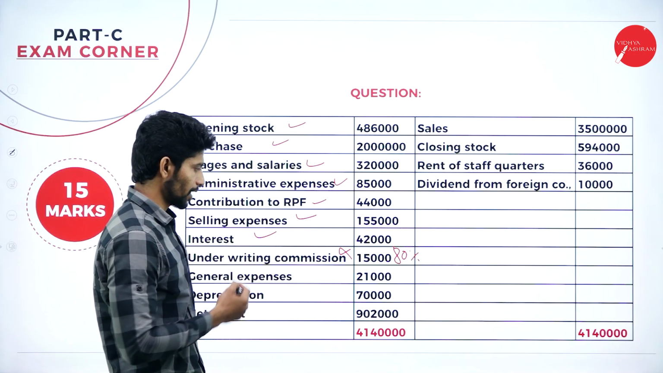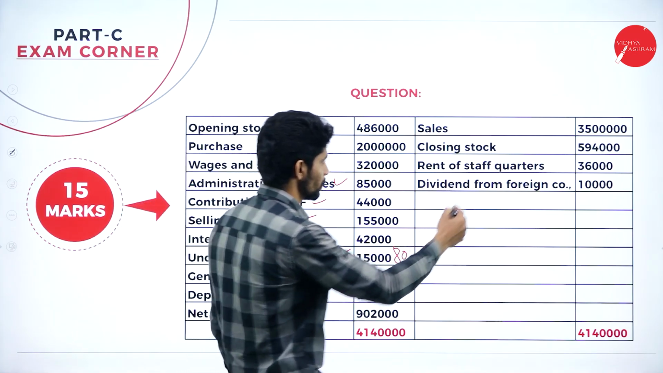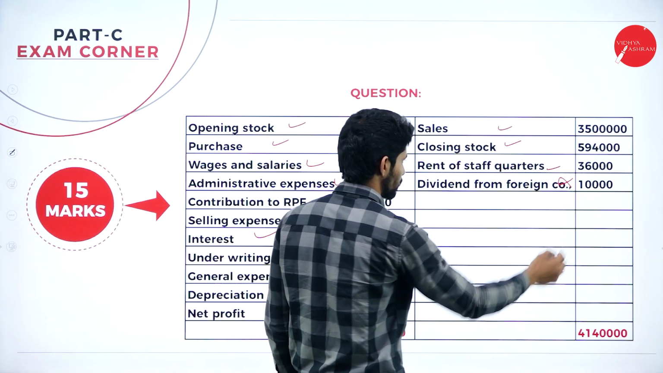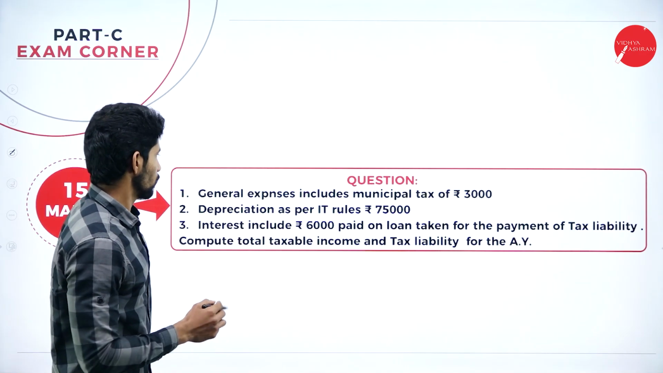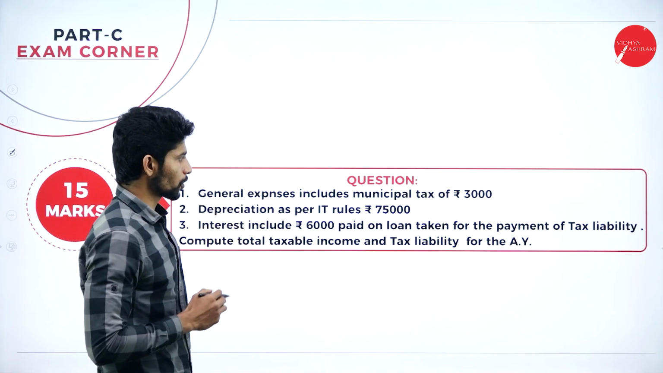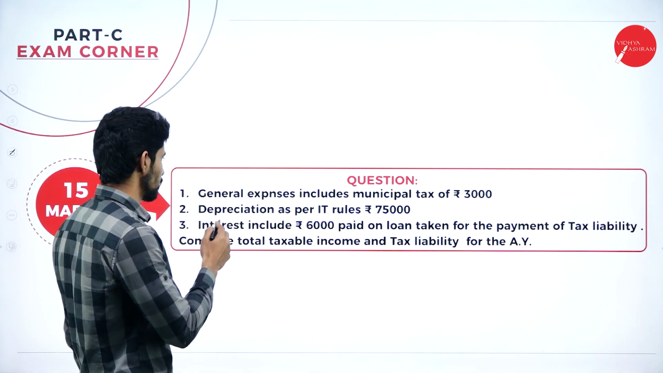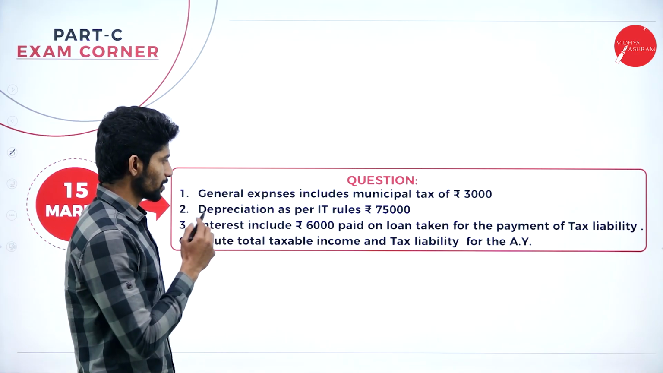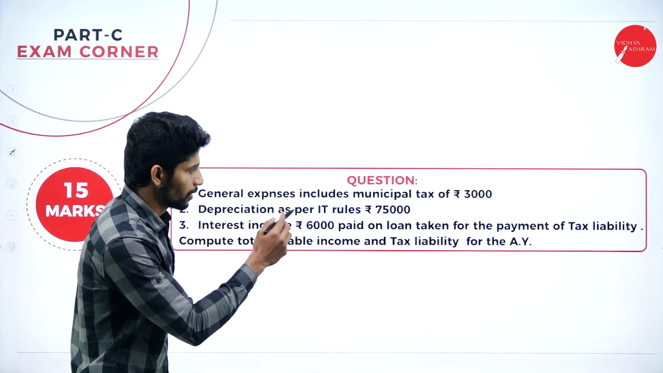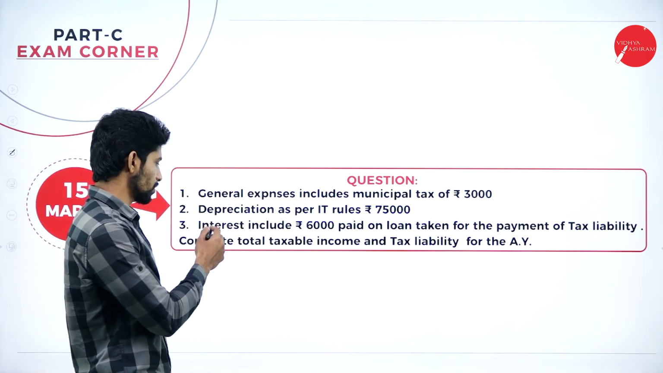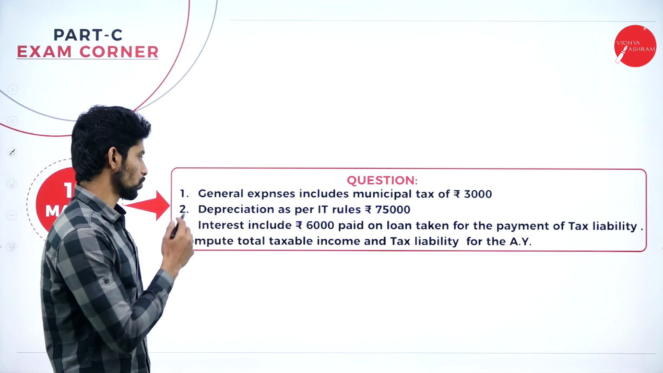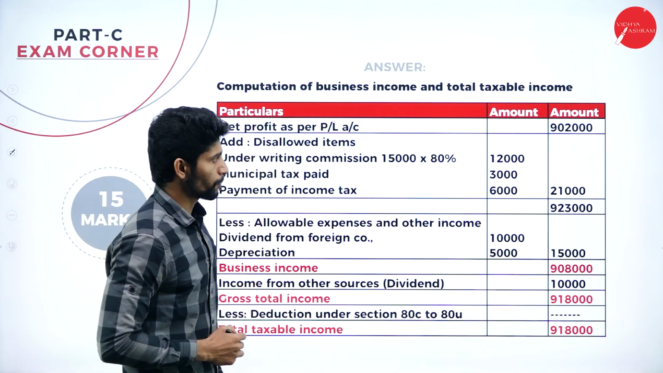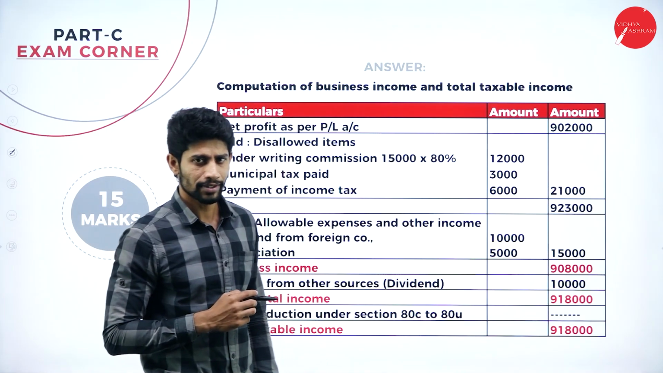So net profit 9,02,000. Next, sales business, closing stock business, rent of staff quarters. Next, dividend from foreign company, not a business income. So additional information: general expenses include municipal tax of rupees 3,000, and depreciation as per IT rules is 75,000, and interest includes 6,000 paid on loan taken for the payment of tax liability. By using this information, you are supposed to compute the total taxable income and tax liability for the assessment year. So net profit as per P&L account, 9,02,000 is the net profit.